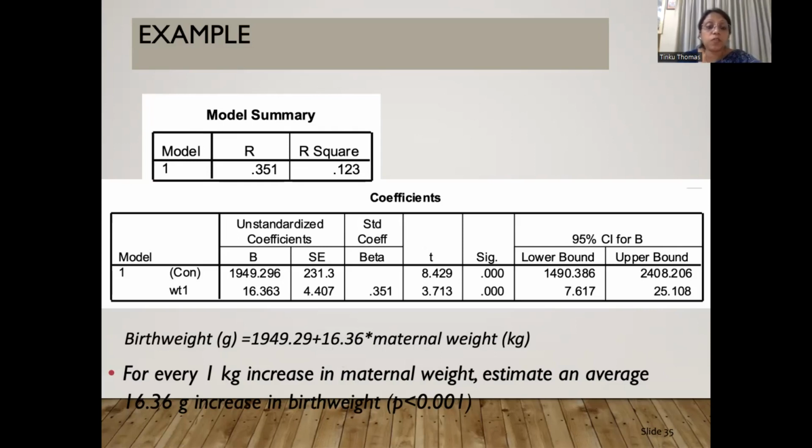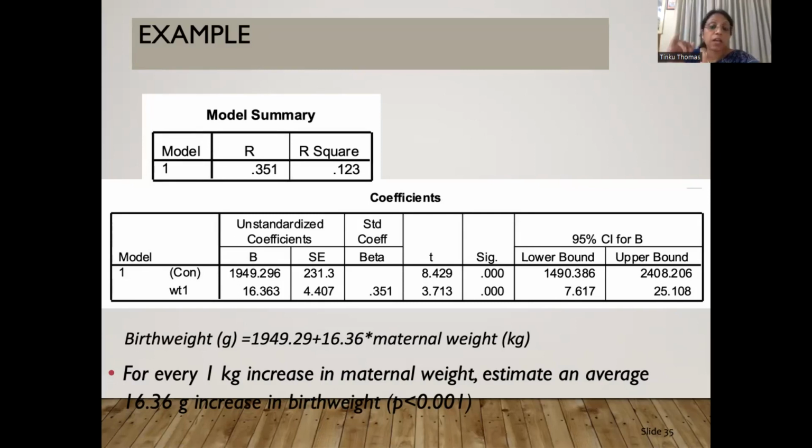If we have two women who are weighing 1 kilogram different at pre-pregnancy, then the birth weight is likely to be different by 16.36. Remember, this is an average value because there is error. You remember there is always a residual from the observed data to the line. So this is just an average difference. But now we get an idea of how much birth weight can vary by maternal weight. So you see, it is more information than correlation.